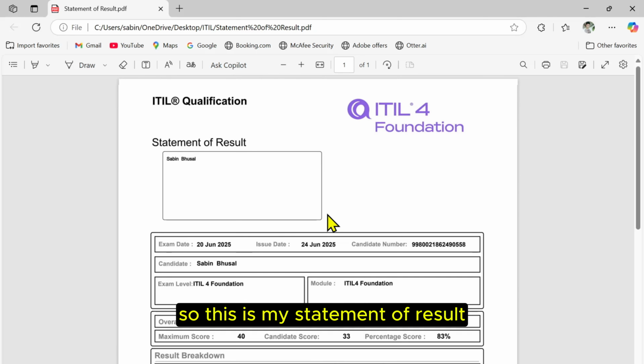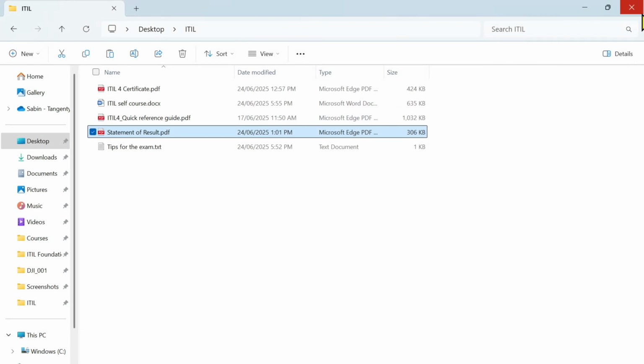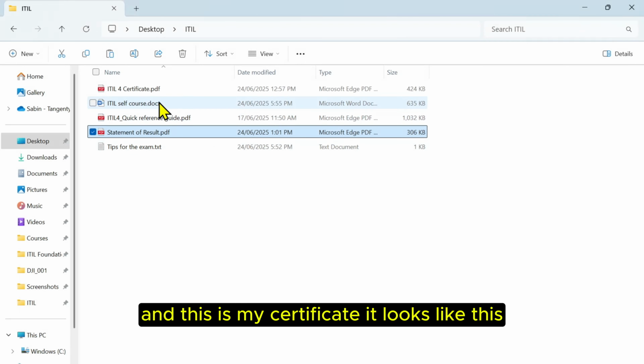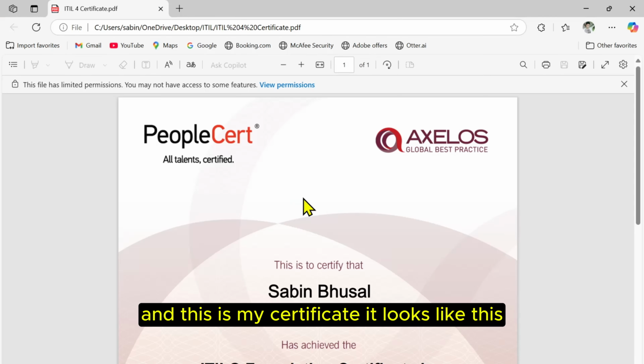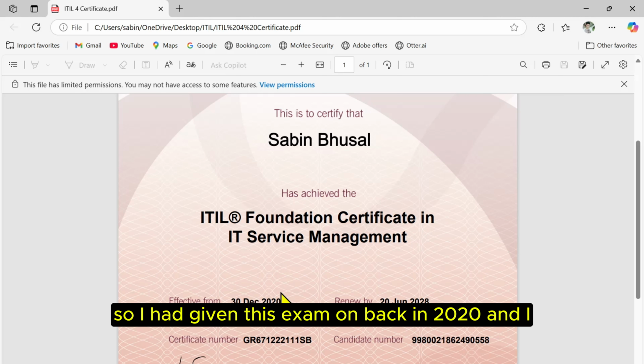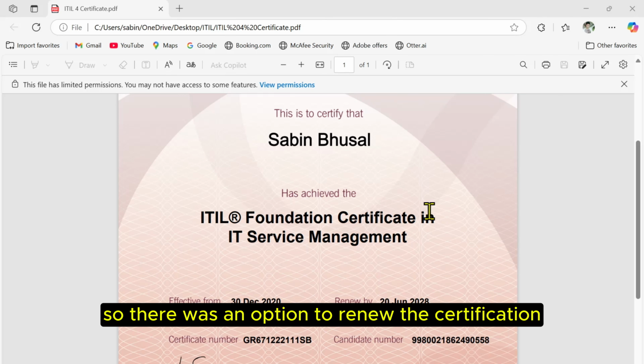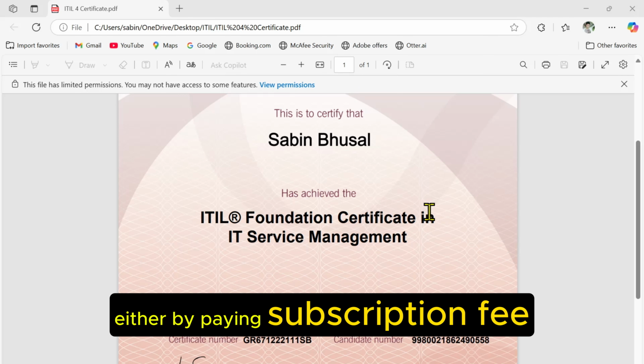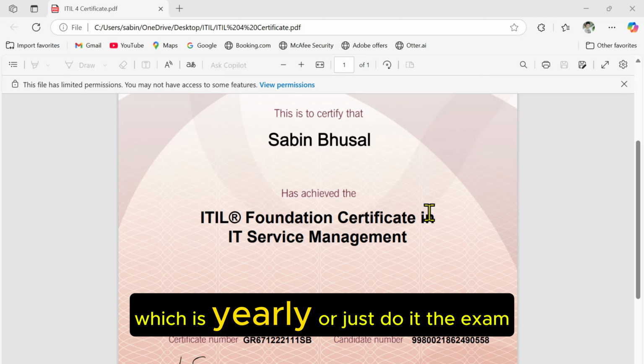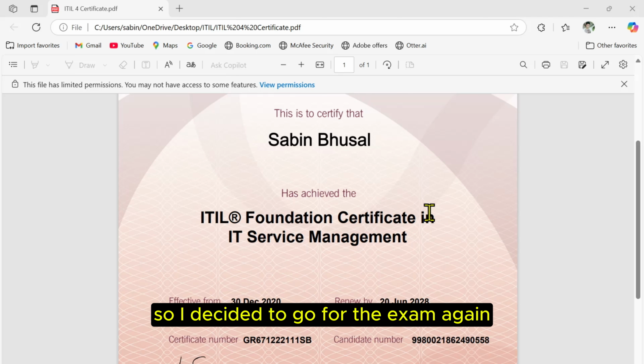So this is my statement of result, and this is my certificate. It looks like this. I had given this exam back in 2020, and it had expired because normally it expires after 3 years. So I had to do it again. There was an option to renew the certification either by paying a yearly subscription fee, or just doing the exam. I decided to go for the exam again because I was pretty confident. So I gave the exam again and passed it again.